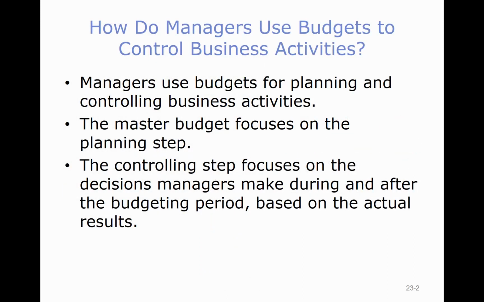So we already know that managers use budgets for planning and controlling business activities. Planning means what you think it means: saying what do I think is going to happen in the future, and stating this is what is going to happen. And then controlling just means holding people to a budget or holding people to a plan. That's really what managers do.